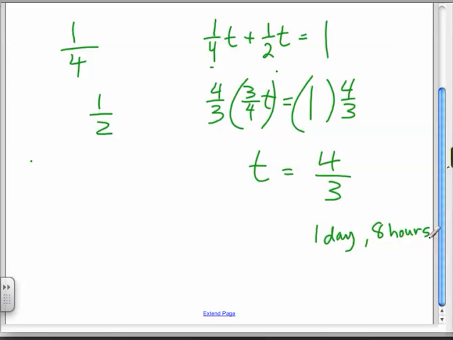Okay. Are we good there? Yeah. We just filled it out. They work together. They do the whole job. Okay? All right, let's look at the next example.